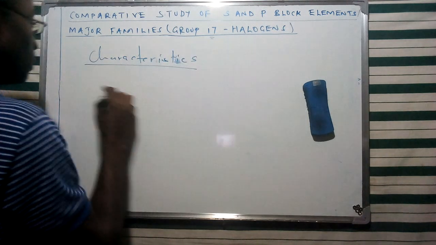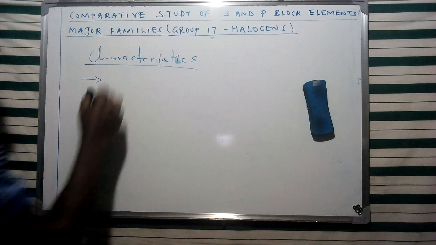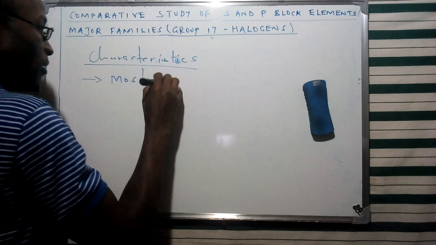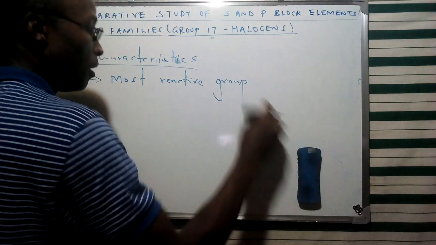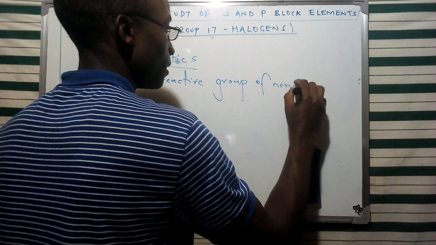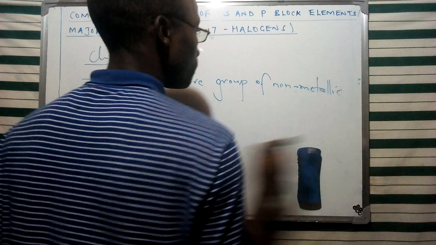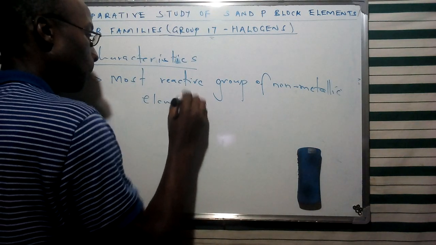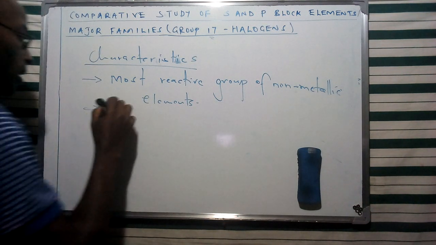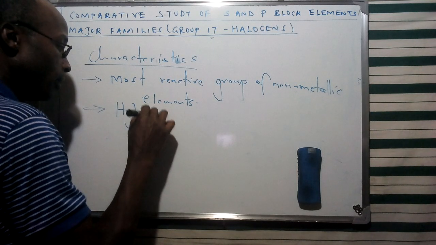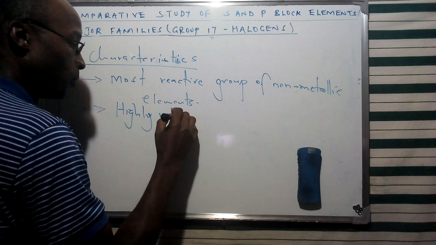they're going to be relatively reactive as compared to other non-metallic elements, and therefore they are going to be the most reactive group of non-metallic elements, which I refer to as halogens. That's going to be one of their characteristics, and we're going to see that they are going to display this sense of being volatile, which means they're going to be susceptible to evaporation.